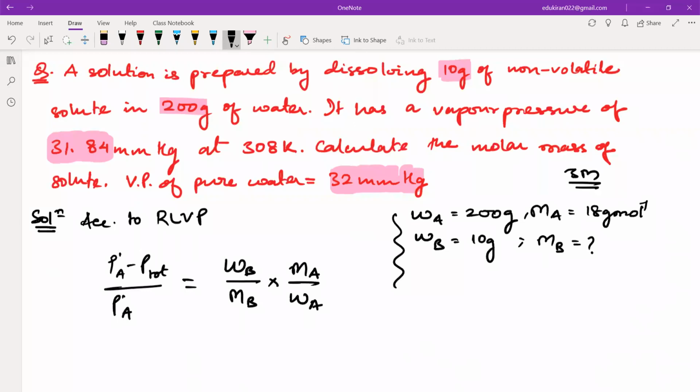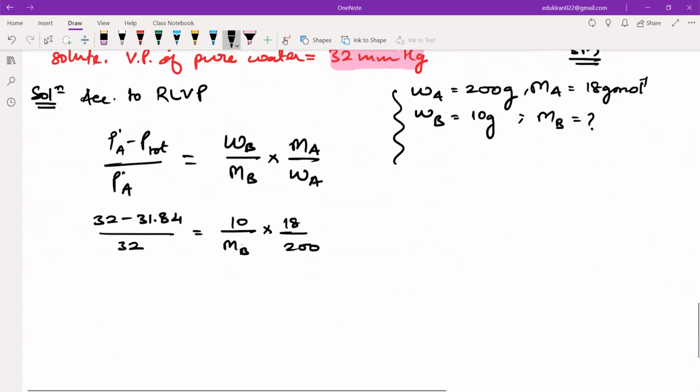Now what is P naught A minus P total? P naught A will be equal to 32 mm of Hg. 32 minus 31.84 divided by 32. This will be equal to WB is 10 upon MB into MA कितना है आपका 18 upon 200. ठीक है, कैलकुलेट कीजिए इसको कितना आ रहा है.